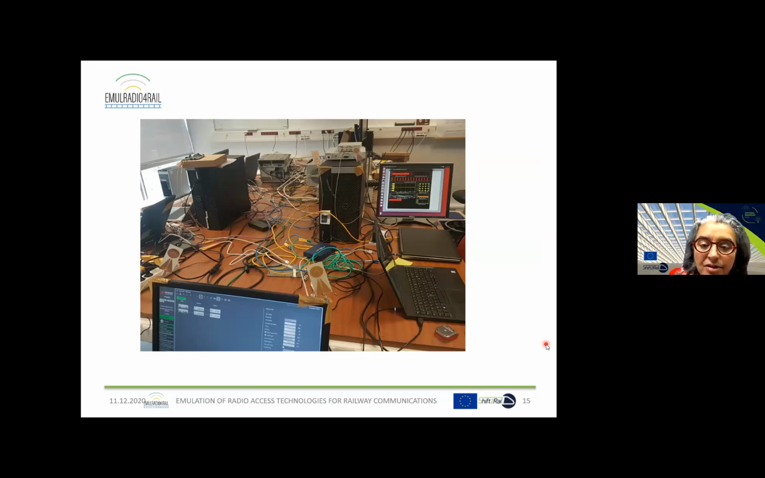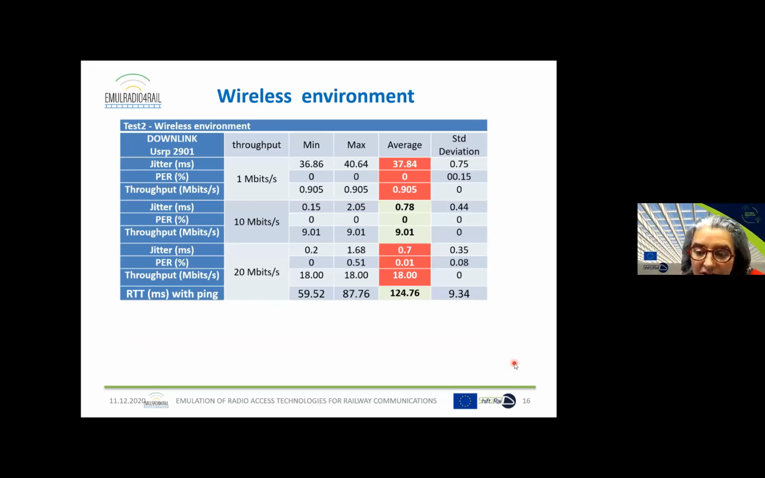Here you can see the test with the wireless. So we have considered antennas not so far apart, one meter away. So you can see the results. The channel emulator is not active. And you can see here the result in downlink for different throughput.